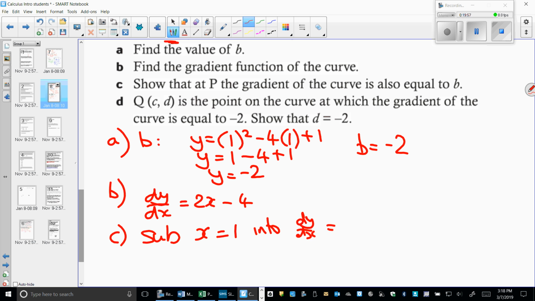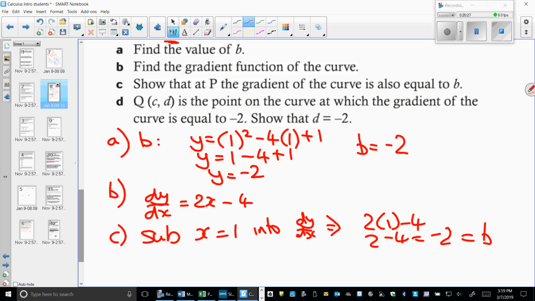So all of these questions are very similar. And we've shown that that was equal to our value of B. So it's a little bit of a clue that if you didn't get -2 for part A, then something's gone wrong at some point in your work because you didn't get the same answer. Because it said show that.